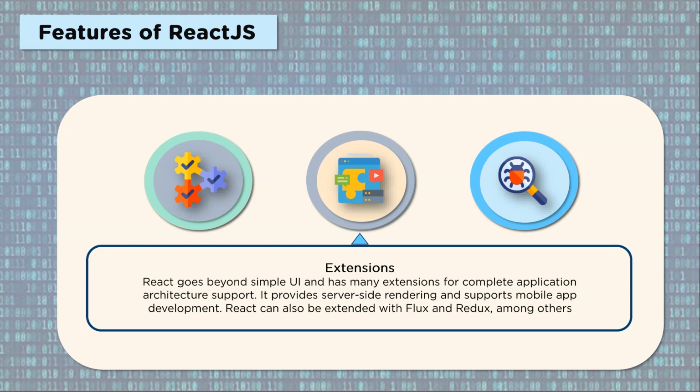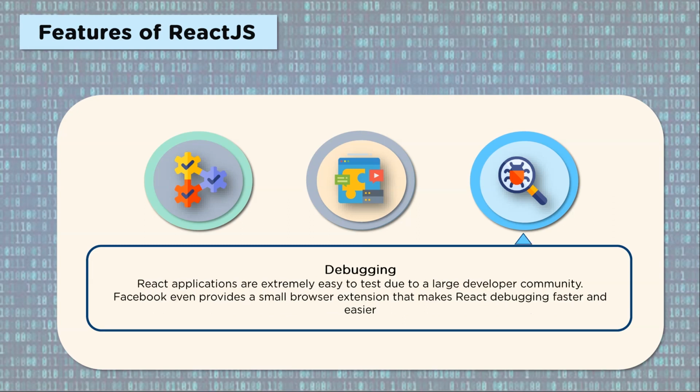So the very fact that we today build using the JavaScript language is because we can go ahead and create hybrid applications that can then also be ported as installable apps on mobility platforms. The debugging for React is extremely easy to do because of the large developer community and support with plugins, and Facebook also provides a small browser extension that makes debugging for React applications faster and easier to do.